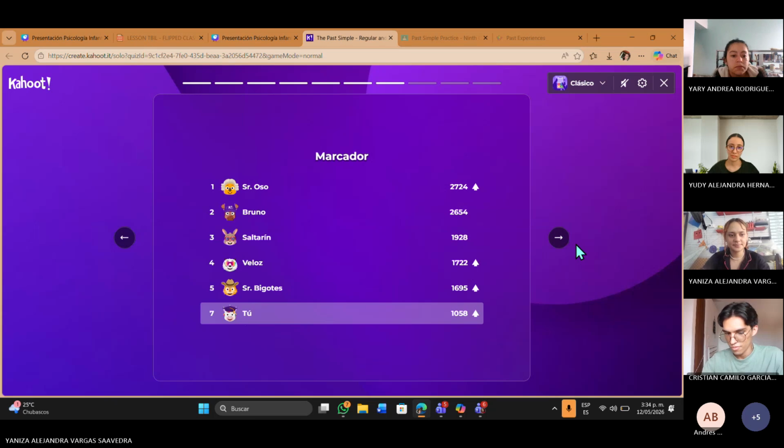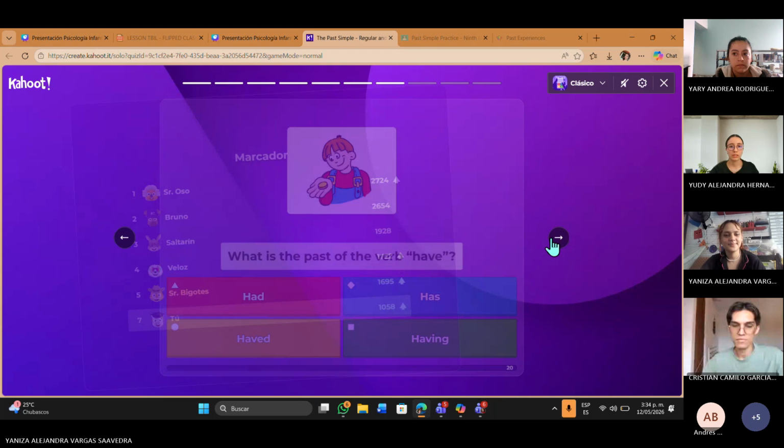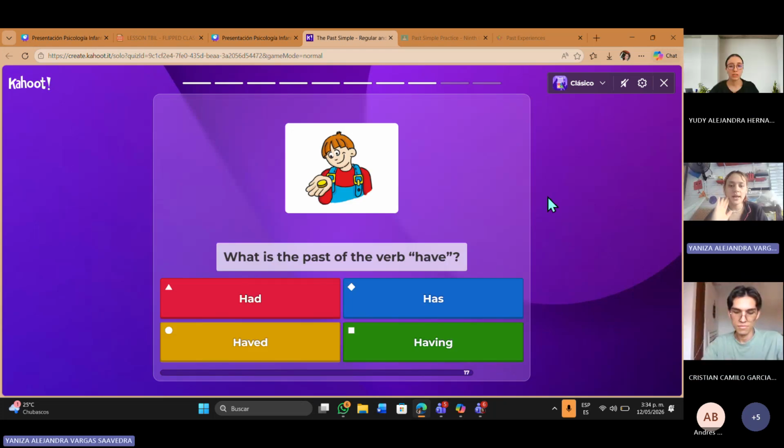Very good. Remember that when we talk, Jessica, in past simple, the verb is irregular. So it completely changed to ate. Cambia completamente a ate, su forma del pasado simple, right? Okay, very good. What is the past of the verb have?